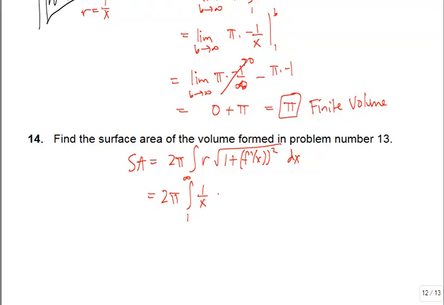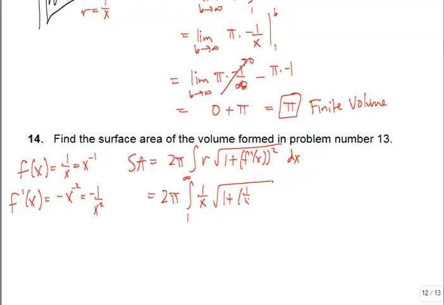My bounds are still 1 to infinity. And then for my derivative function, my original function was 1 over x, so that's the same as x to the negative 1, which means f prime of x is going to be negative x to the negative 2, or negative 1 over x squared. So that's what I want to put in here, and I want to square it. So this becomes 2 pi times the integral from 1 to infinity of 1 over x times the square root of 1 plus 1 over x to the 4th dx.